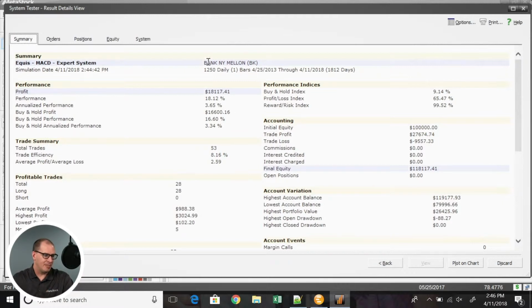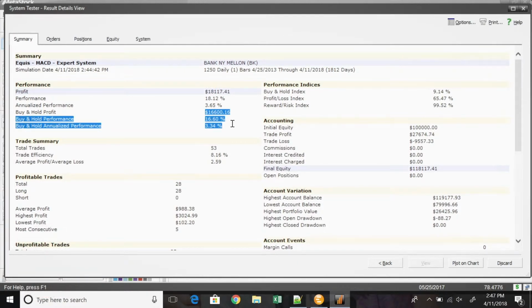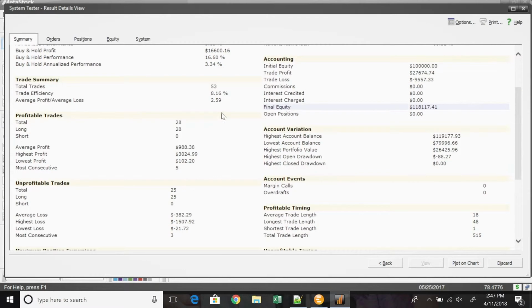So again, we're looking at the Bank of New York Mellon. We've got Equus MACD Expert System is the system we tested. So what we look at first is performance. So again, we had that $18,000 profit, 18% gain with a 3.65% annualized performance. If I had bought and held this stock, I would have done a little worse than that, but we're not really in the buy and hold market. We're really traders trying to get those big gains, so we're not too worried about that.